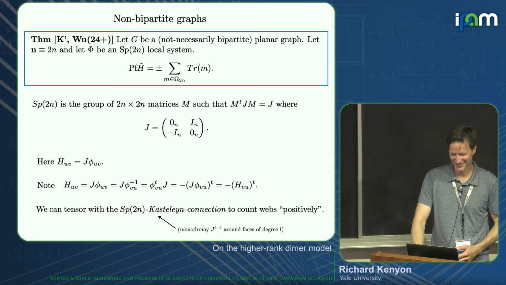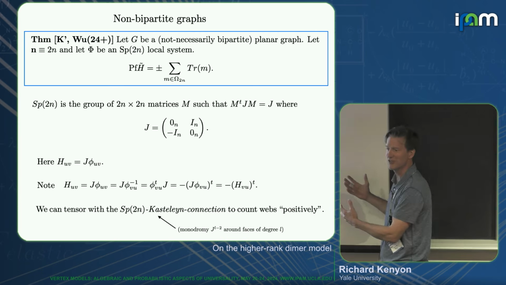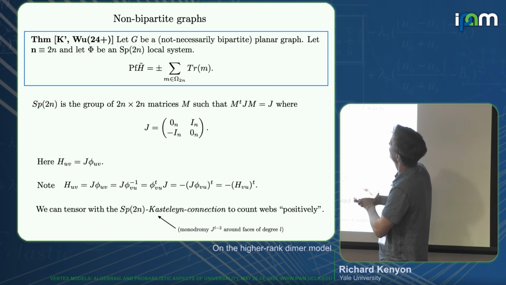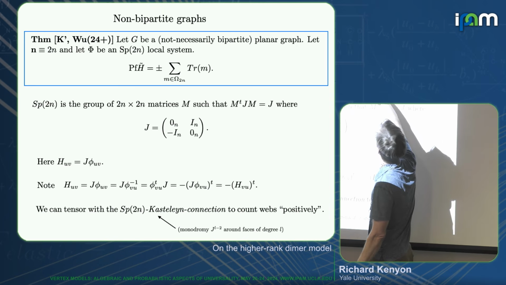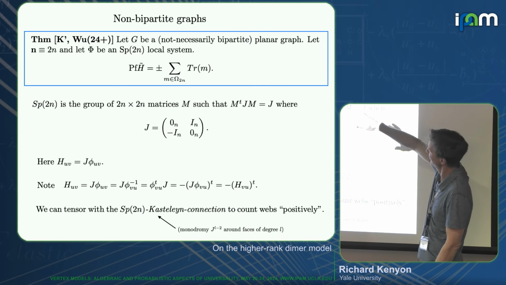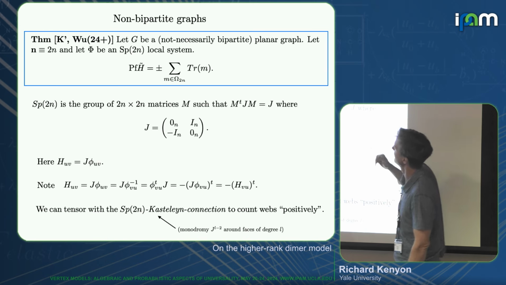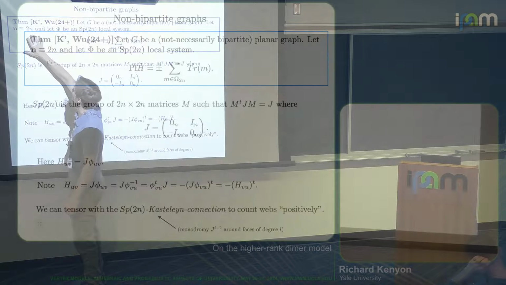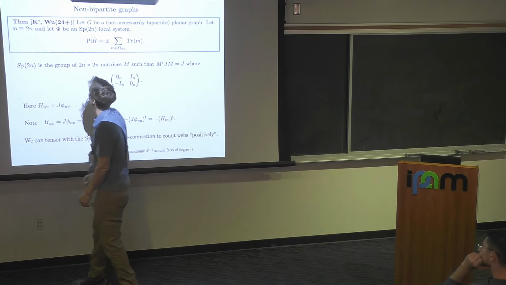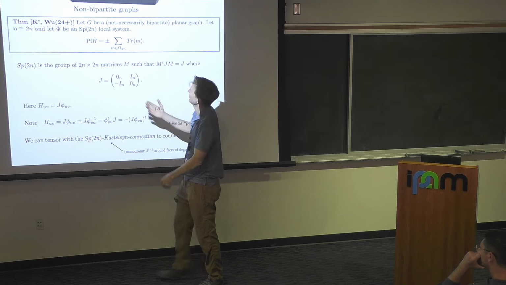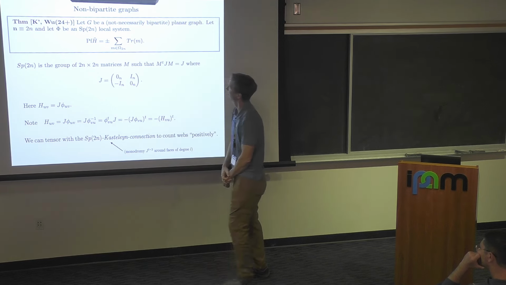Ask me later. Okay. By the way, there's a version of this theory for non-bipartite graphs. Let G be not necessarily bipartite. This is work in progress with Hi Han Wu. Suppose you have a not necessarily bipartite, but still planar graph. Now we're going to take all the multiplicities to be the same, but an even integer, 2n. And our connection is going to be a symplectic local system, so we have a symplectic matrix on every edge.